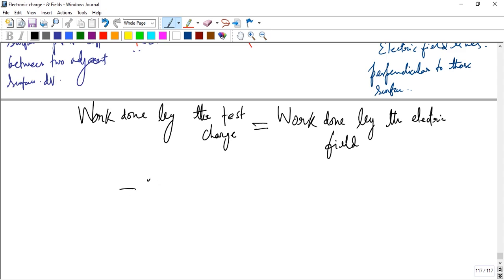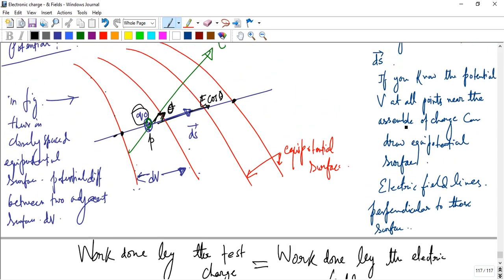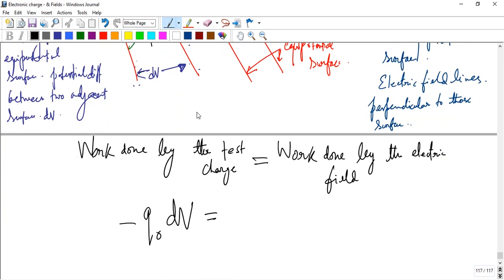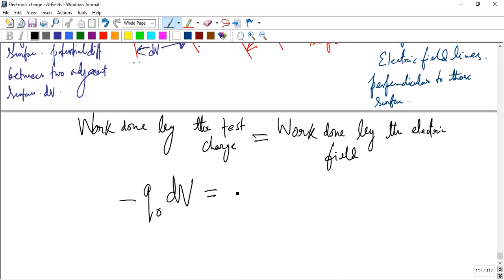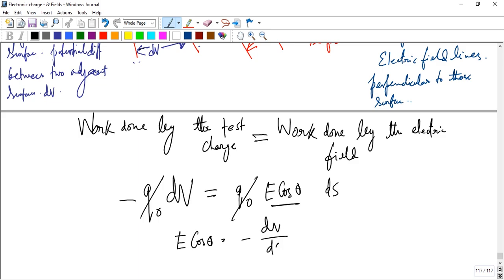The work done by the test charge in terms of potential is minus Q naught times dV, and the work done by the electric field is Q naught times E dot ds. The component of E along the ds axis is E cos theta times ds, so the dot product is E ds cos theta. Cancelling these, we get E cos theta equal to minus dV by ds.